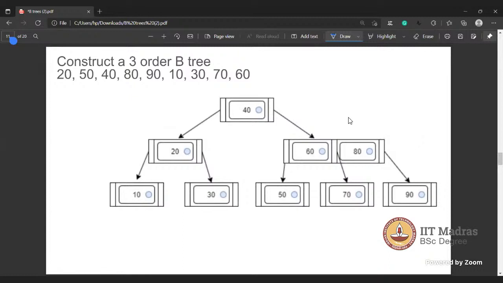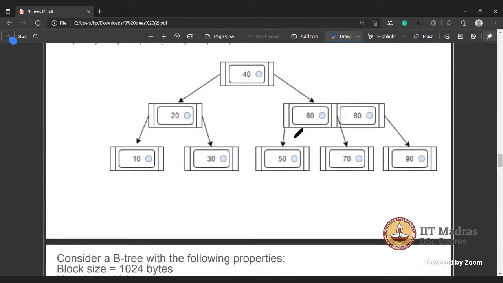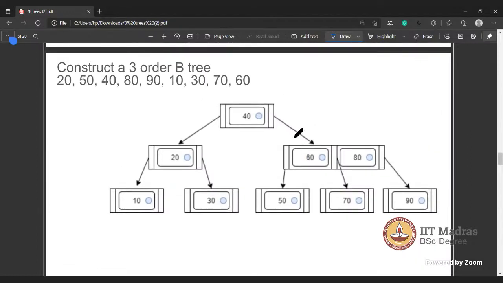So everyone got the insertion, how to insert in a B tree? Yes, sir. Hello, it is clear, right? Yes, sir. Okay. Sir, these leaf nodes are connected as a linked list, right? In B plus trees it is connected, but in B tree not connected. Okay.